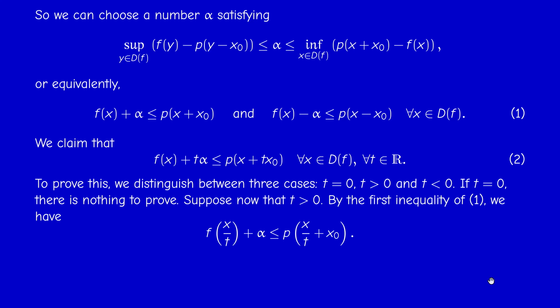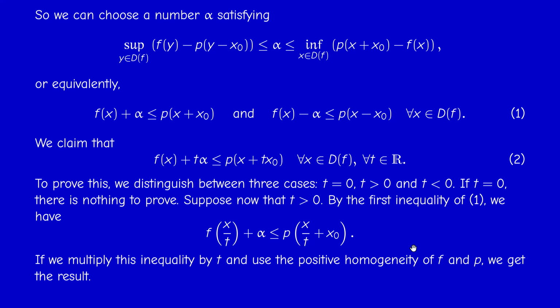If t is positive, we apply this inequality, but instead of x, x over t. Okay, so according to the first inequality of 1, f of x over t plus alpha is less or equal than p of x over t plus x0. Now, since t is positive, I multiply everything by t. So since f is linear, when I multiply by t, I get f of x, and here I get t alpha. And here I get t times p of this. But p is also positively homogeneous, so t times p of this is p of t times this. But when I multiply t inside, I get x plus t x0, and this is precisely that.